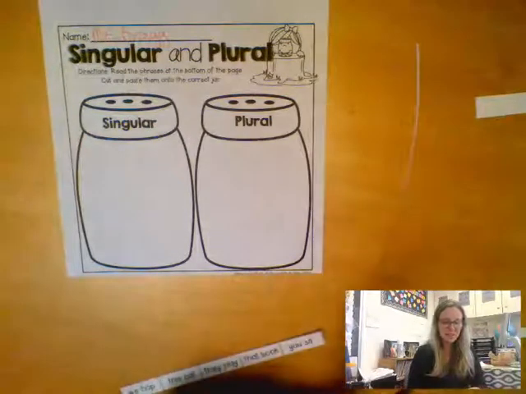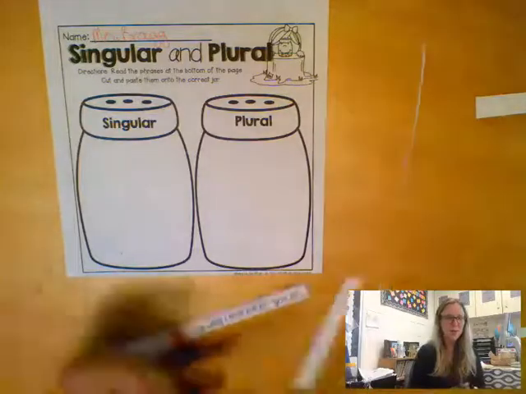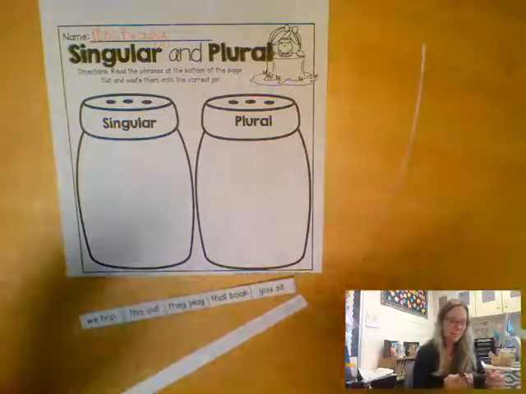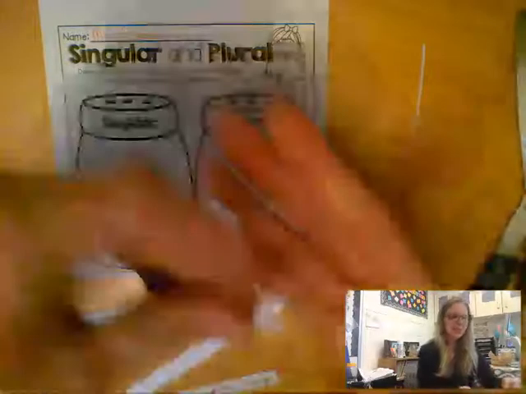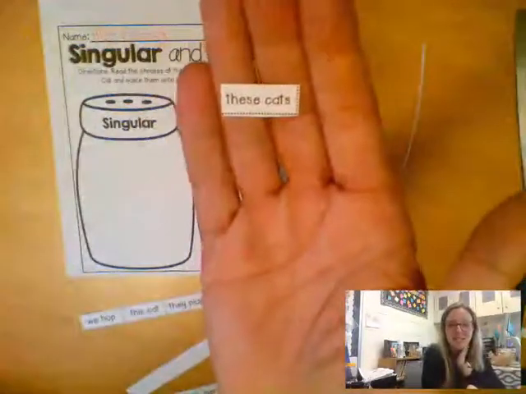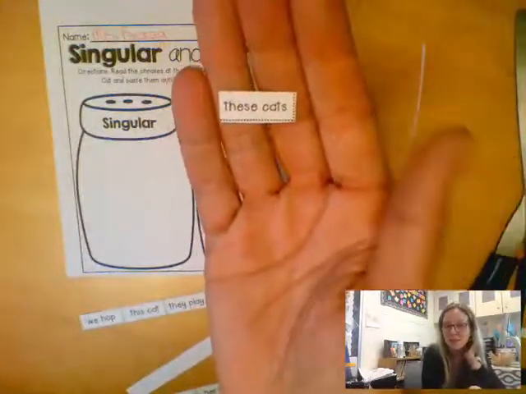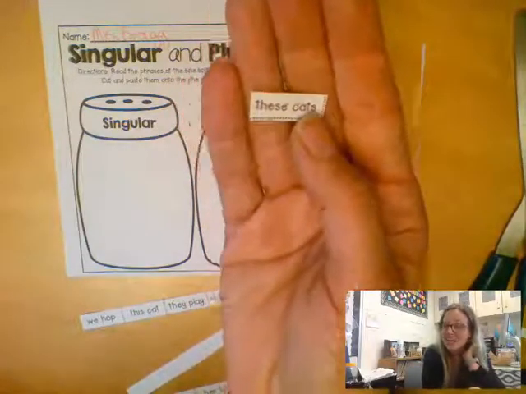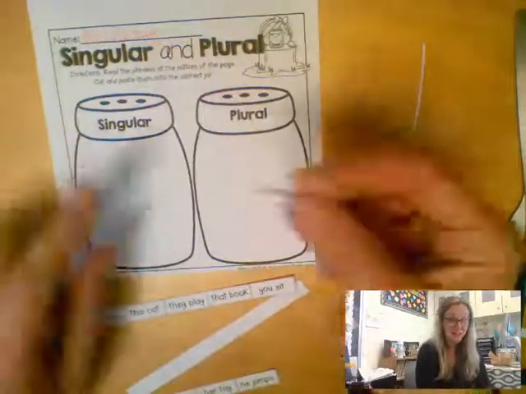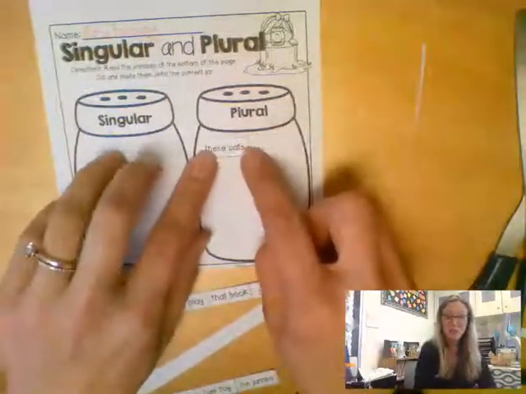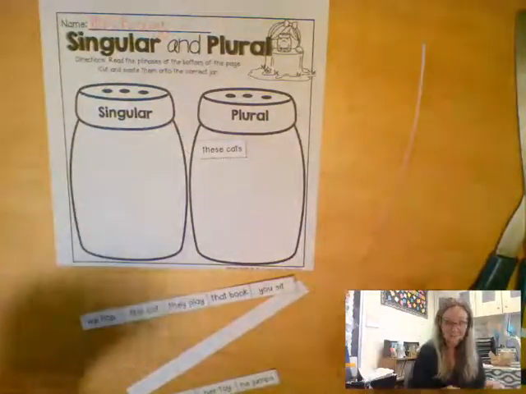So we have to listen to it and think about who are we talking about and what are they doing, and go from there. Okay. So let's start with this one here. This one says, these cats. Well, because I'm using the word cats, I know that there's more than one of them. So it's not just a single cat. It's more than one. So that one would go here, plural, these cats.